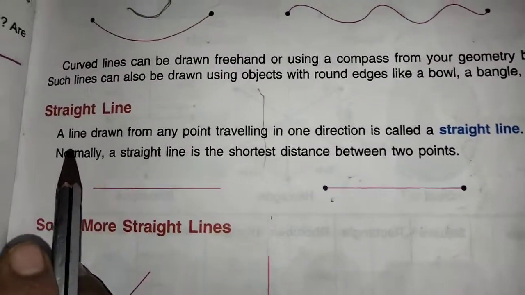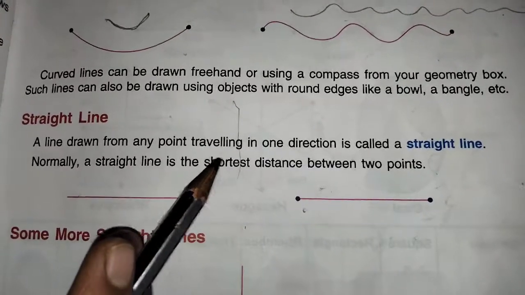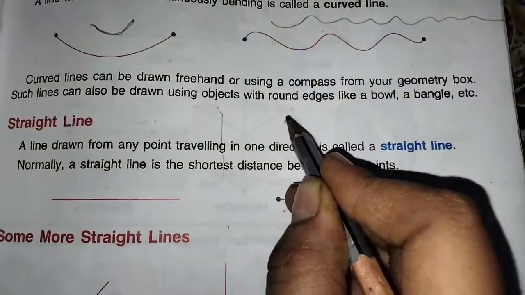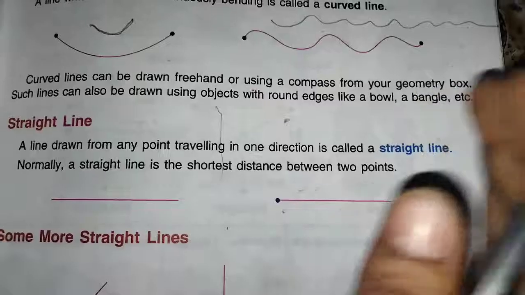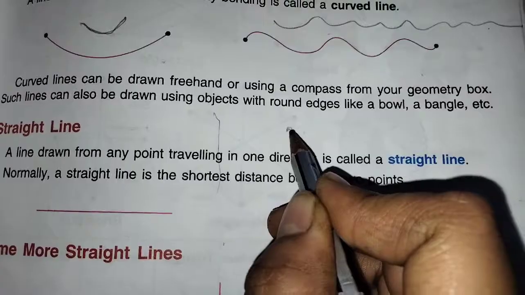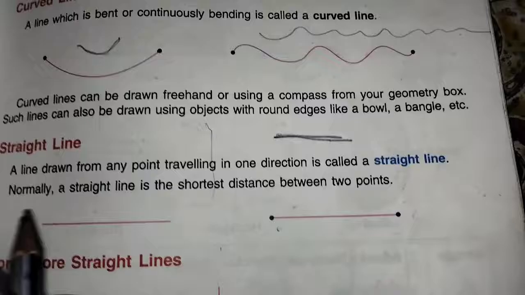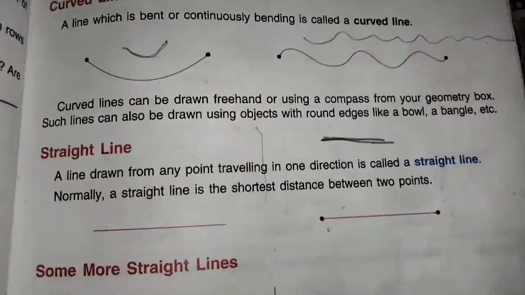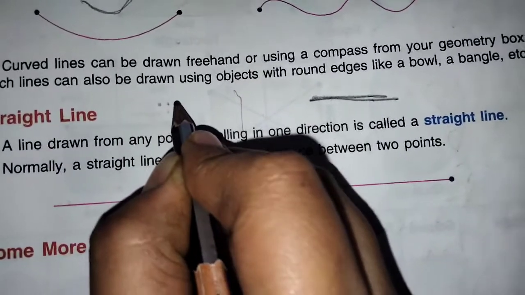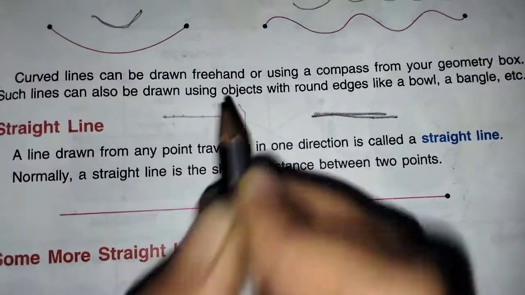Now next one, straight line. A line drawn from any point traveling in one direction is called a straight line. Here a point is there, then the line will travel, the point will travel in one direction only. It will not change its direction. It will go straight, like this way. That is known as a straight line. Here it is bent. Now continuously the points will be there in a straight line. That is known as a straight line.